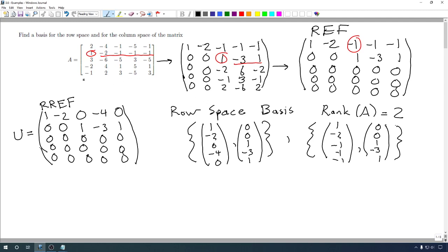So this first row of U, the one that's our first basis vector for our row space, was originally the second row of A. That means that if we want to make a basis for the row space out of actual row vectors of A, we would go ahead and use that second row of A. So if we can write that down: 1, -2, -1, -1, -1.